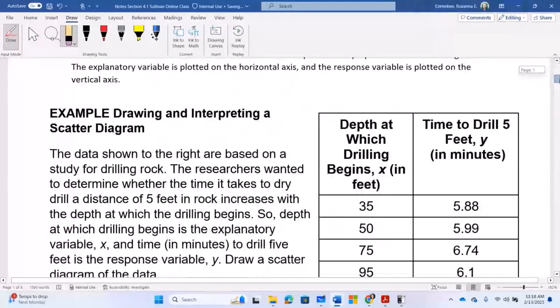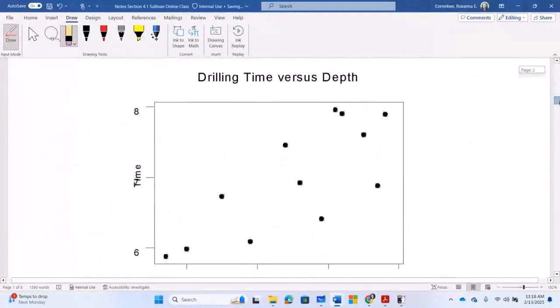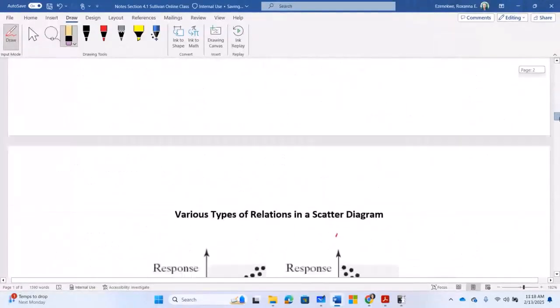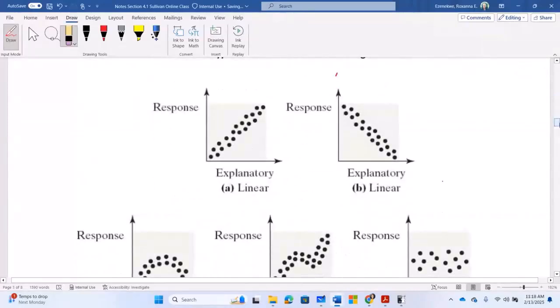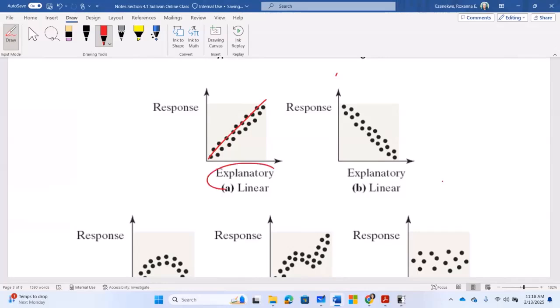So let's see scatter plots first. This is a scatter plot. We want to see a lot of them. Well, this is a scatter plot. If I draw a line here, the line passes through the points, but all the points are not on the line. The x-axis is called the explanatory variable or predictor variable. The y-axis is called the response variable.